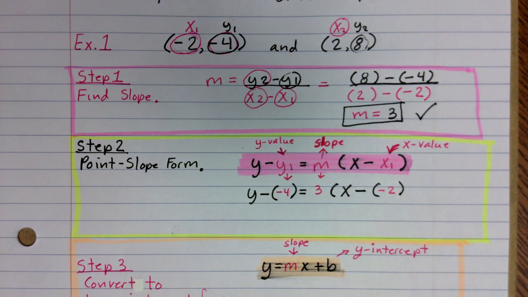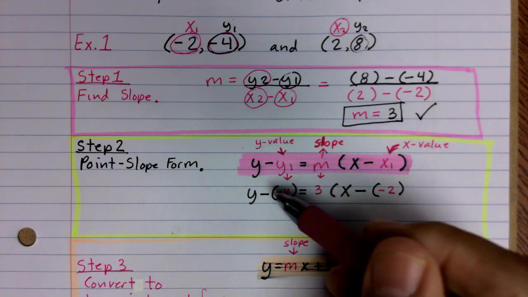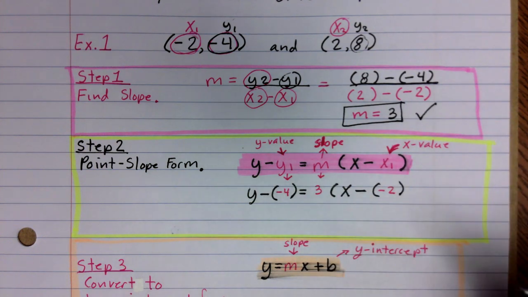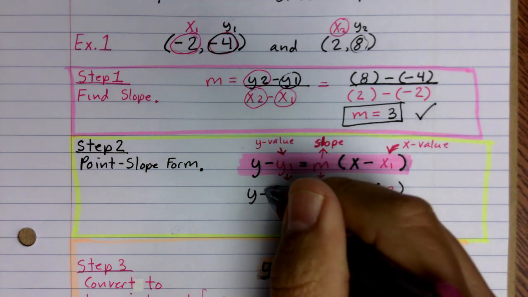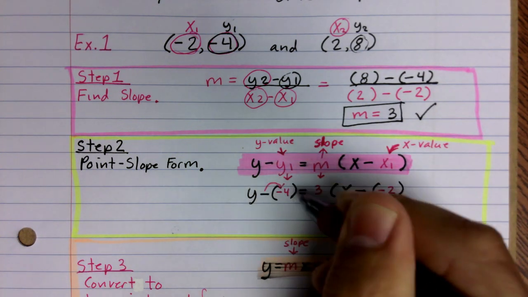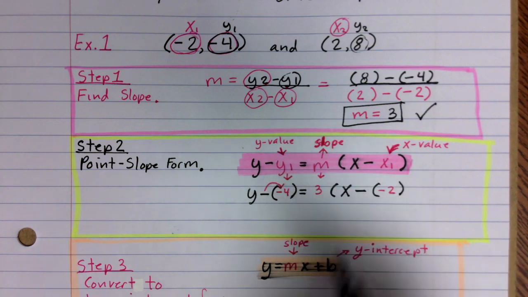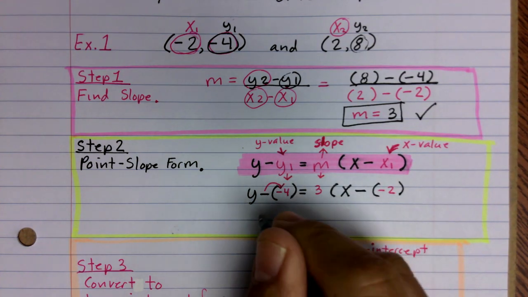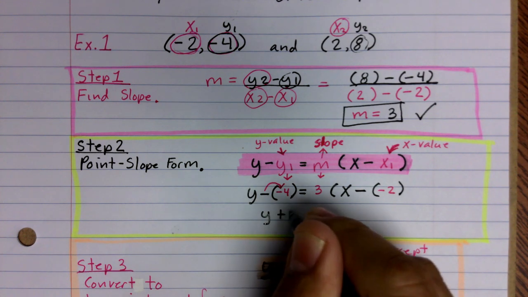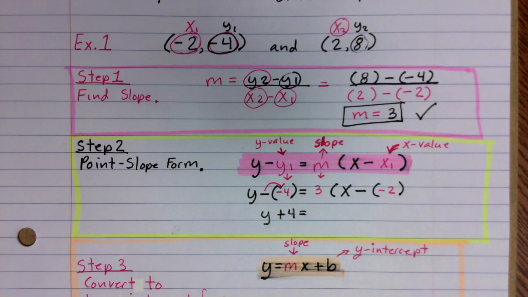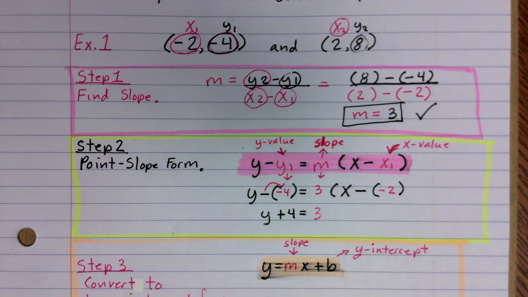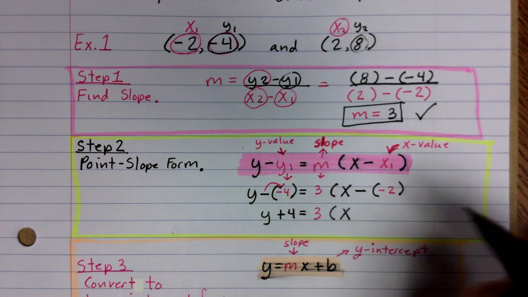Now the reason I say this created a little extra work is because now we have a negative on the outside and a negative on the inside. And remember, a negative times a negative gives you a positive. So we do have to distribute this sign here to what's inside. So basically a sign change occurs. So instead of y minus -4, it becomes y plus 4. And that's equal to 3, our slope, times x.